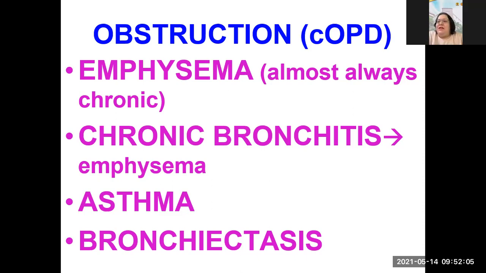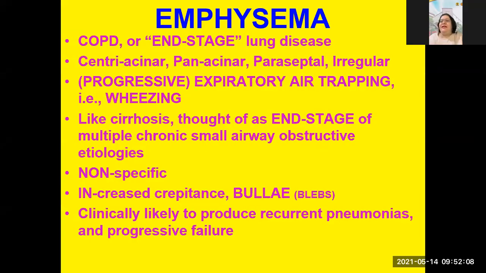So let's go on to the next slide. Discussing emphysema. Emphysema is in the amalgamation of diseases known as COPD, and it is an end-stage lung disease. So different parts of your lung, your alveolar area, your terminal bronchioles will be affected. Usually it's the terminal bronchioles that are affected here in emphysema, and it may be centri-acinar in type, pan-acinar.